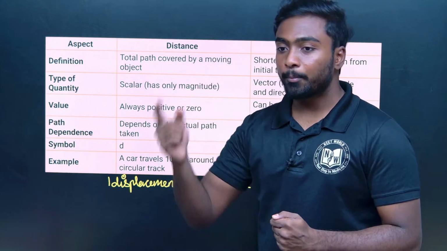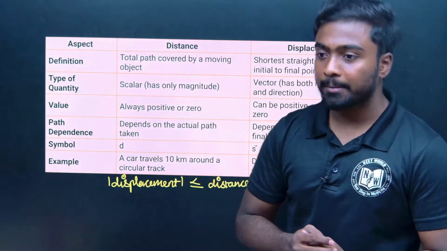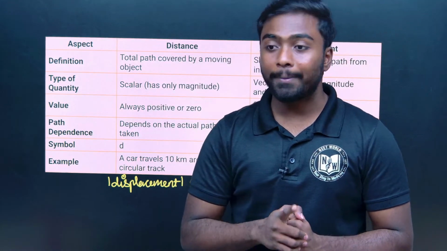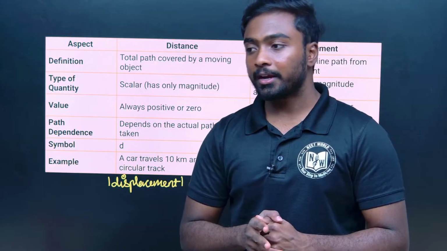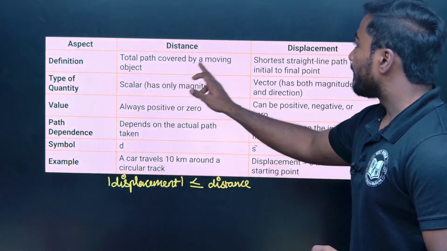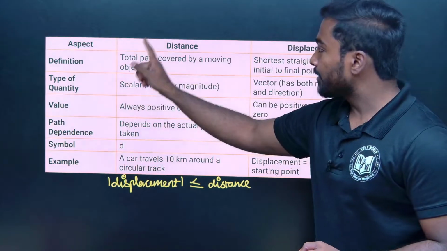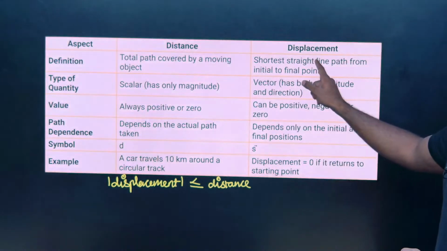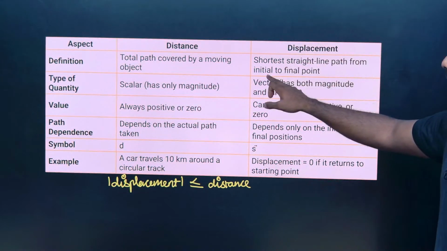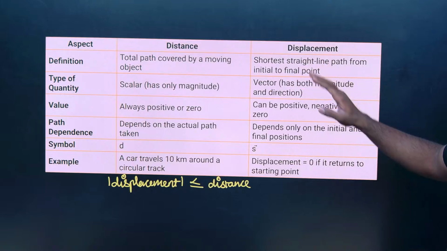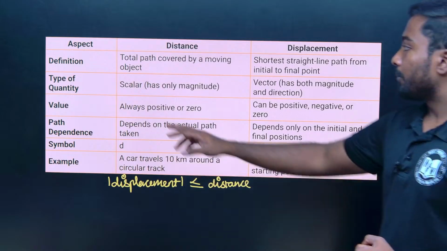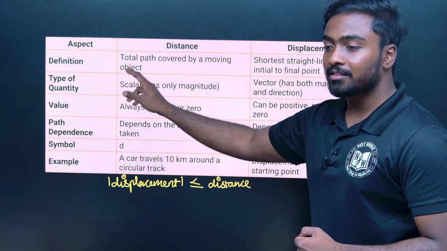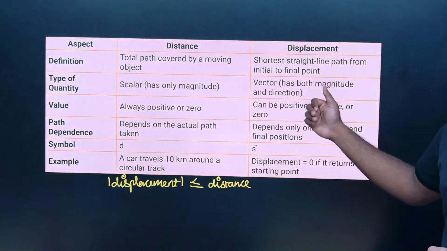Right now the final position and initial position are the same. So displacement is 0, but the distance is not equal to 0. The total path covered by the moving object is distance. The shortest straight line path from the initial point to the final point is displacement. Regarding types, distance is a scalar and displacement is a vector.